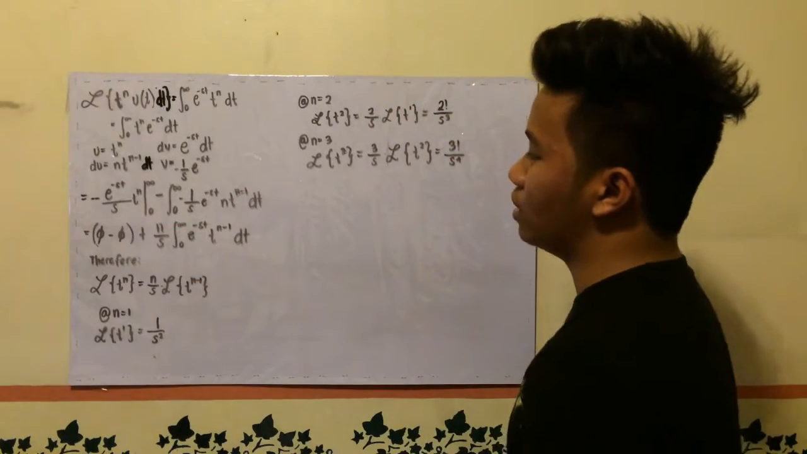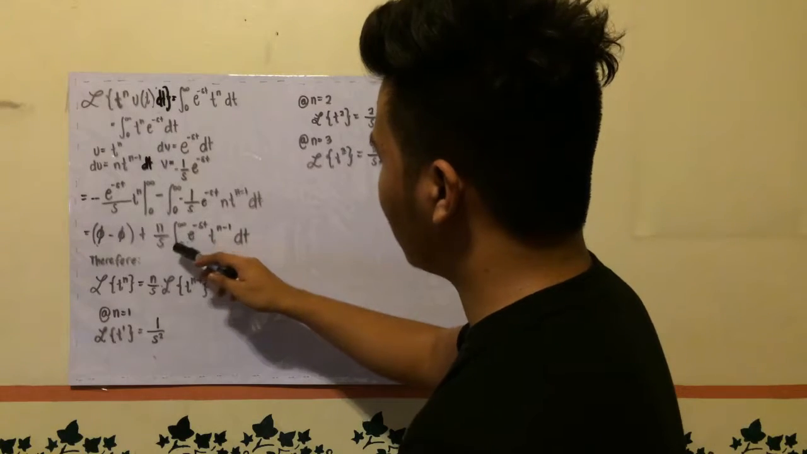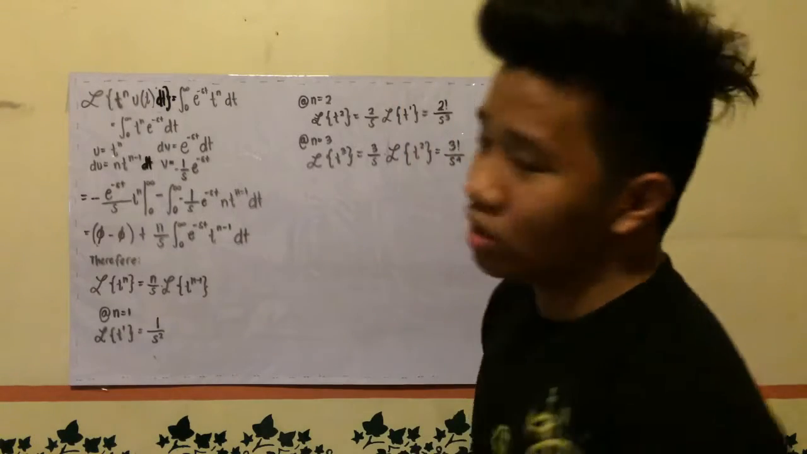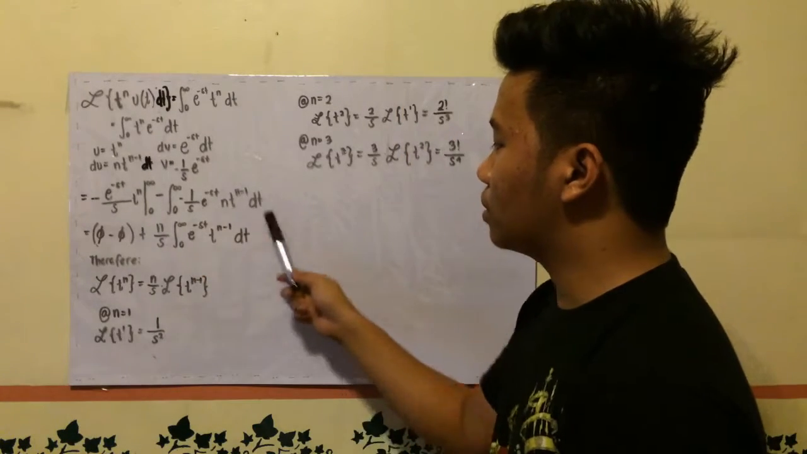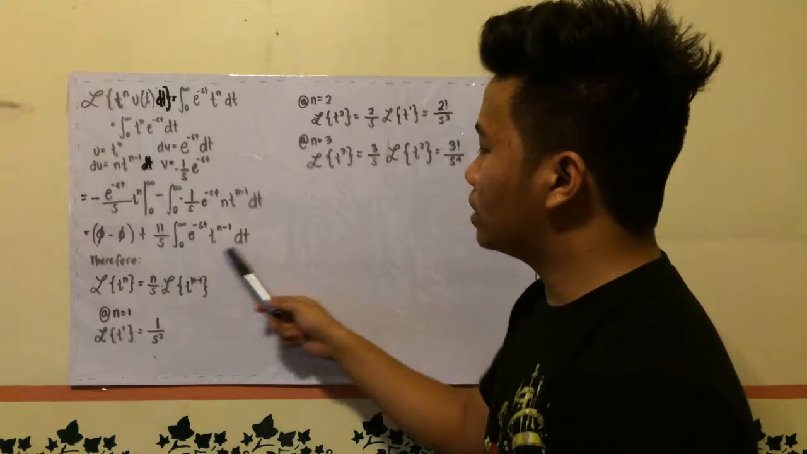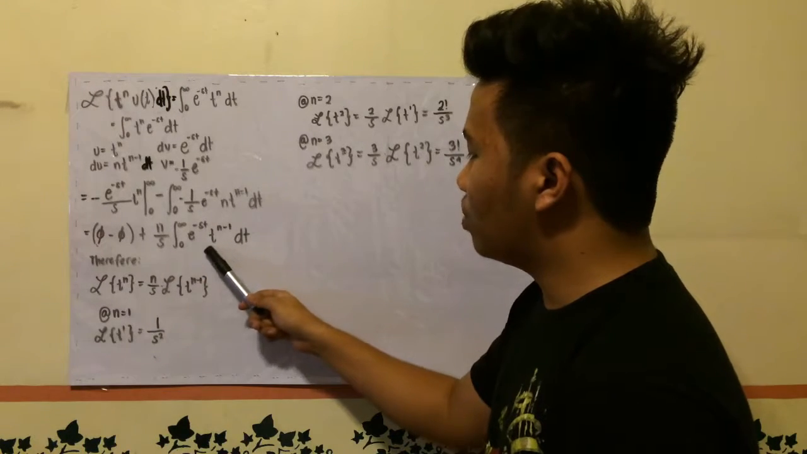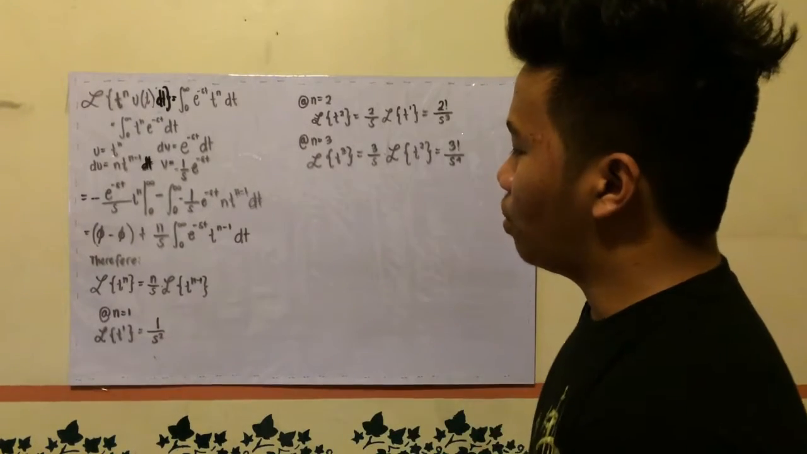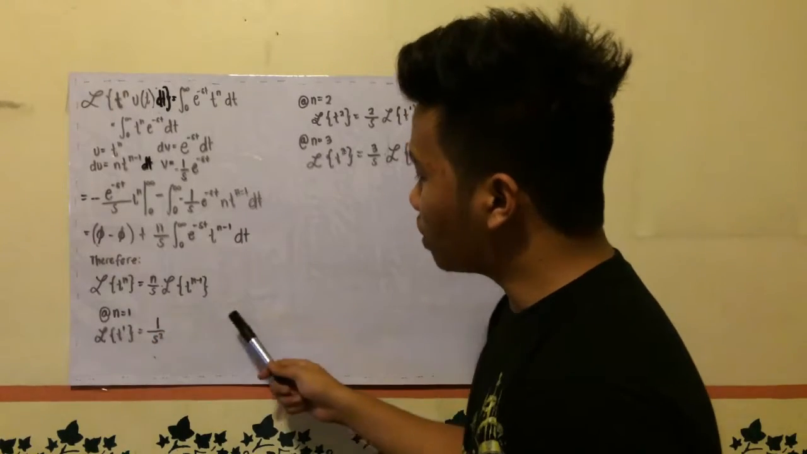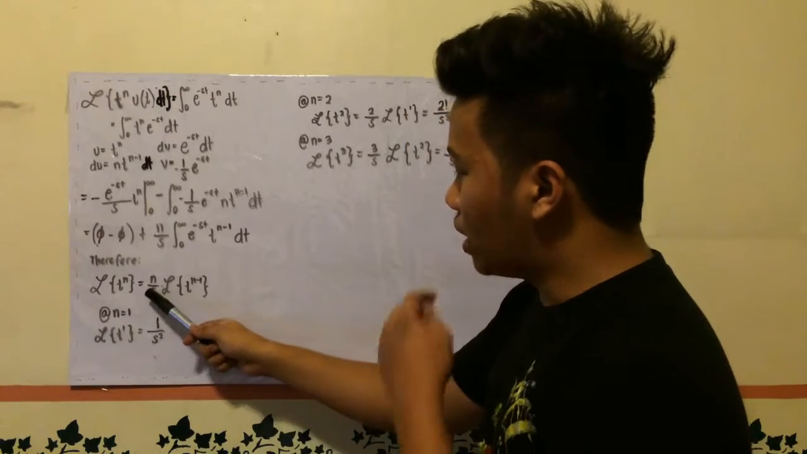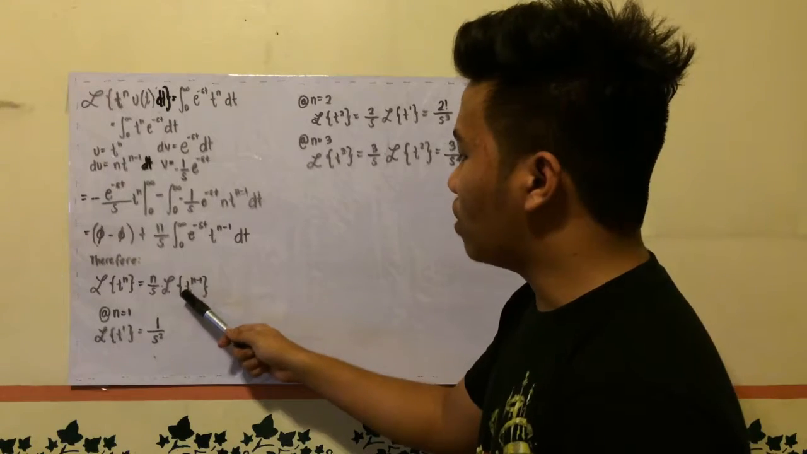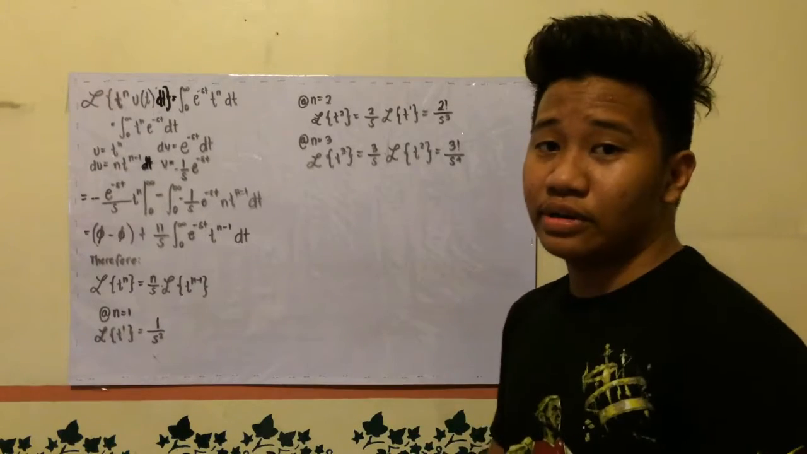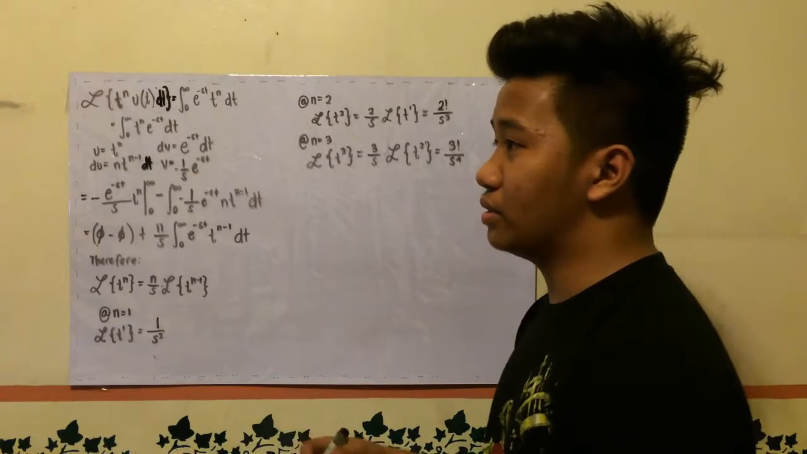So the remaining term is n over s times the integration of e raised to negative st times t raised to n minus 1 dt. In this integration, if we integrate it again, it will be recurring, or simply a non-terminating integral. Therefore, we come up with the equation that the Laplace of t raised to n is equal to n over s multiplied by the Laplace of t raised to n minus 1.